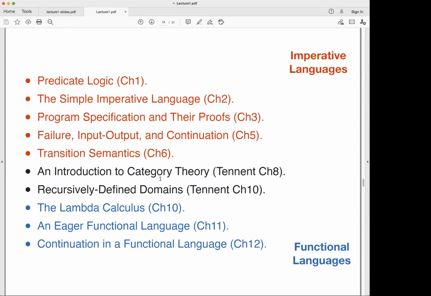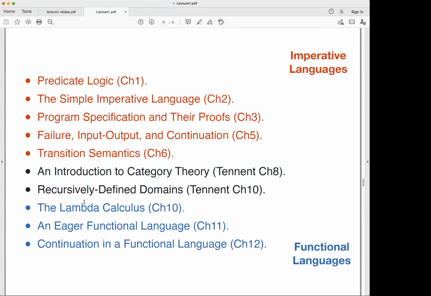So we will study lambda calculus, and then we will look a little bit at eager evaluation and normal order evaluation. And then we will study a programming language based on the eager evaluation and some extra feature called continuation in that language.